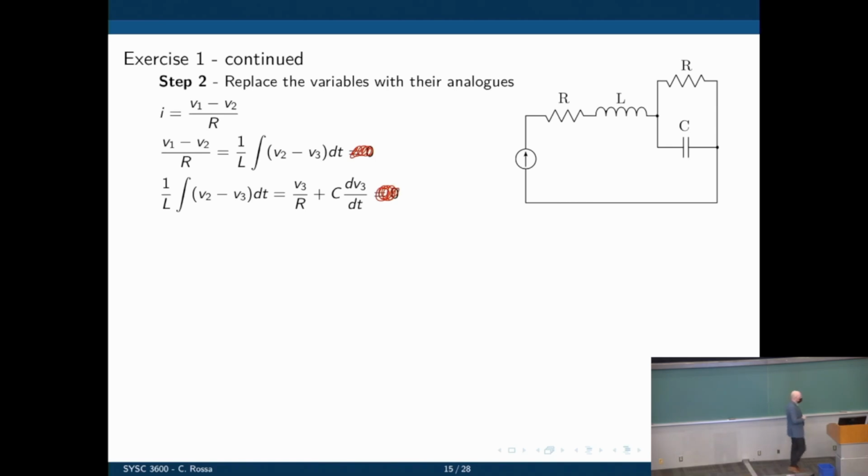So if you go back to our table of indirect analogy, what do we see? Mass is equivalent to capacitance. Stiffness is 1 over L. B is 1 over R. Speed is voltage. And force is current.